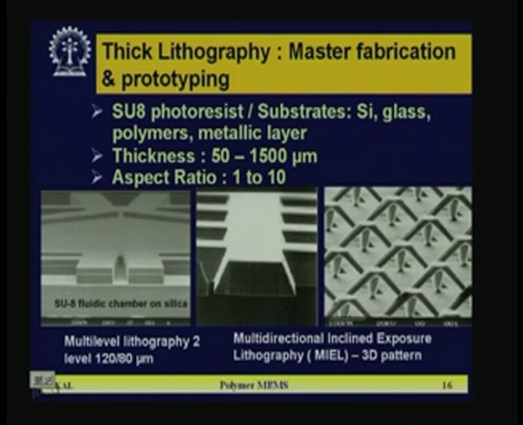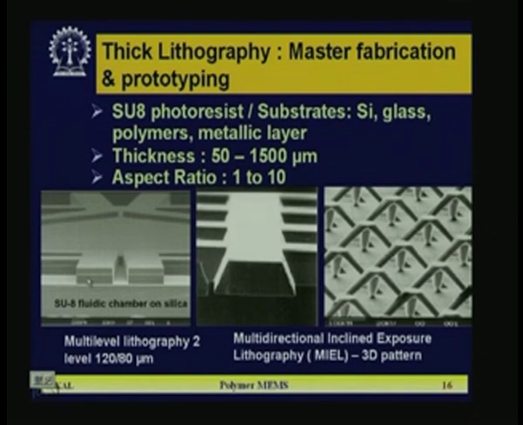There we normally use SU8 photoresist, and substrate we use silicon, glass, polymers, metallic layers, etc. Thickness normally varies 50 to 1500 micrometer. Aspect ratio you can get 1 to 10. So some of the photographs shown here, the bottom is SU8 fluidic chamber on silica. There we have used double lithography.